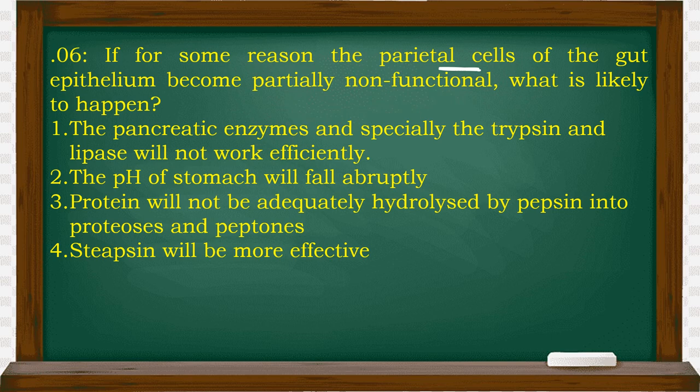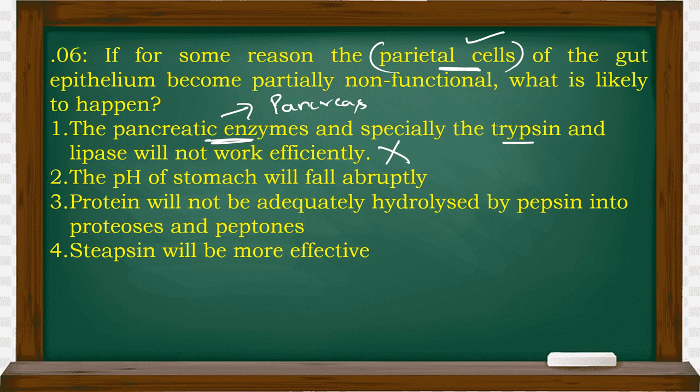So what happens when the parietal cells of the stomach fail? When you look at the first option, the pancreatic enzyme, it is something that is secreted by the pancreas of the body. It is not secreted by the parietal cell, and therefore it has no function to do with trypsin and lipase. So the first option is absolutely a wrong option for this question.